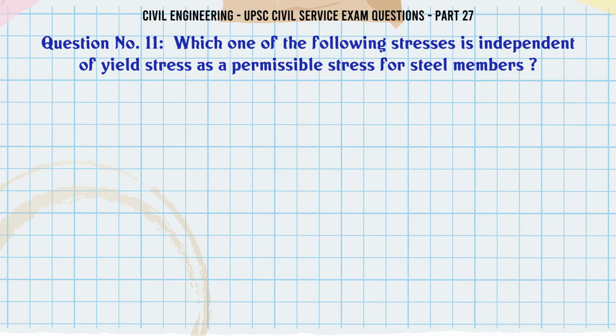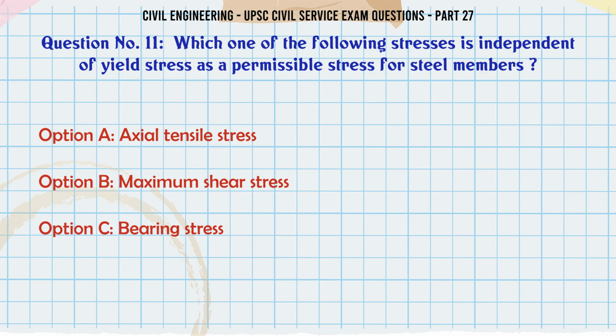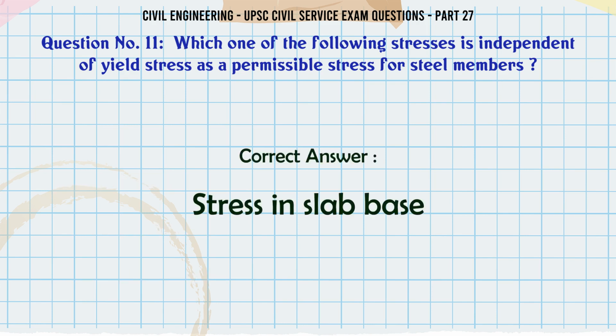Which one of the following stresses is independent of yield stress as a permissible stress for steel members? A. Axial tensile stress, B. Maximum shear stress, C. Bearing stress, D. Stress in slab base. The correct answer is stress in slab base.